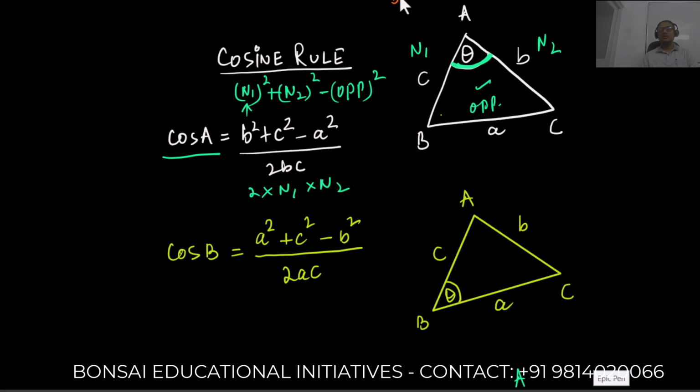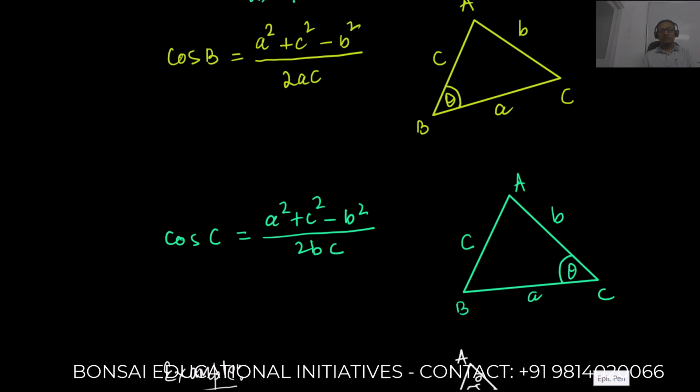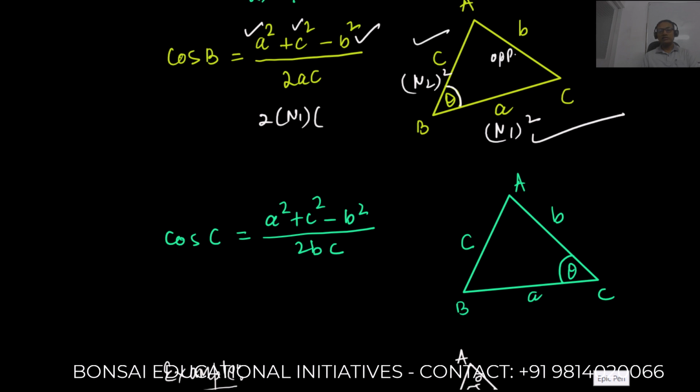This is the equation. If you can understand this equation, things are going to be very easy for you. For example, let us see what can happen here. Cos B, we have to take the angle B under consideration. So what is cos B? Neighbor side number 1 square, that is A square. Neighbor side number 2 square, that is C square, and minus opposite side square, that is B square, and in the denominator we have 2 times neighbor side 1, that is A, and neighbor side 2, that is C.